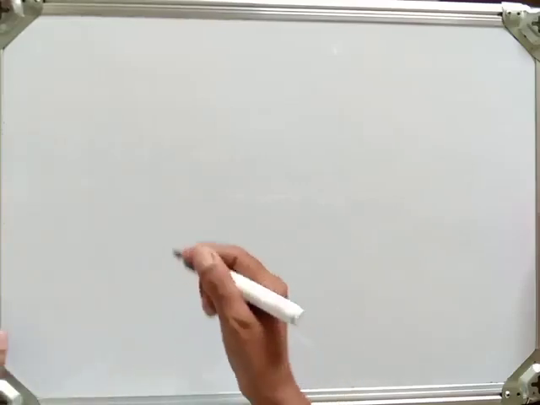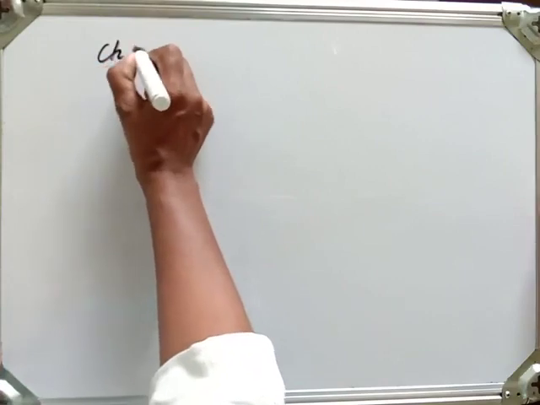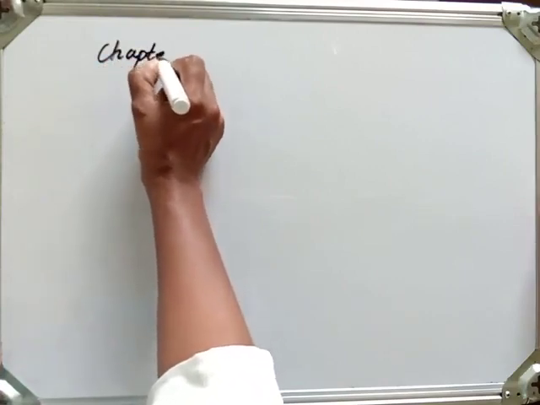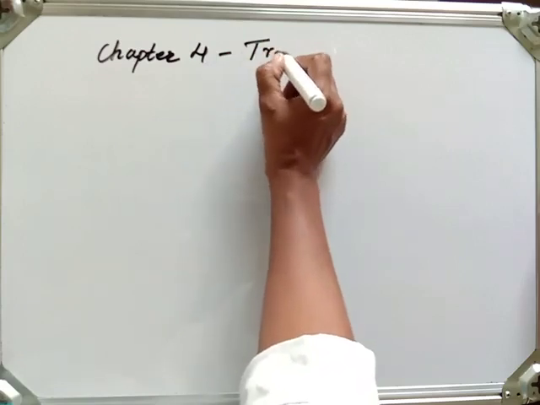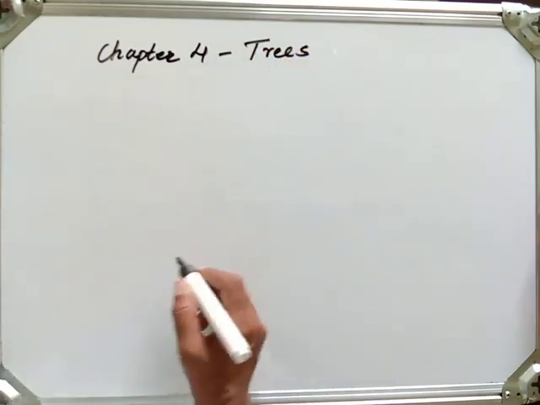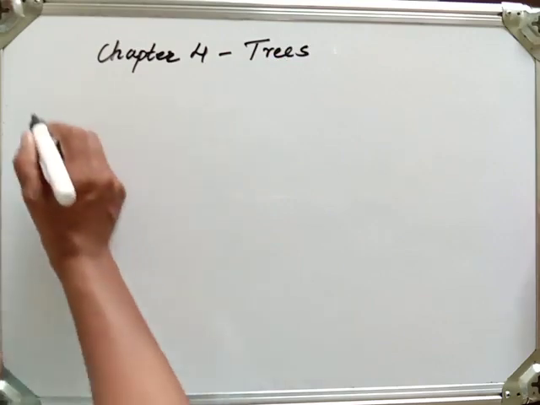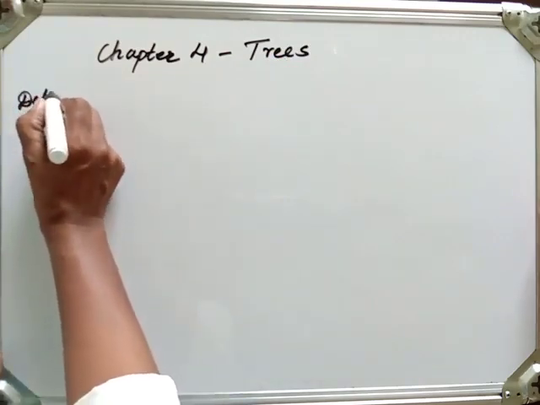Hello students, in this video let's see chapter 4 of graph theory, that is trees. Now what is meant by trees? First of all, let us see the definition of a tree.